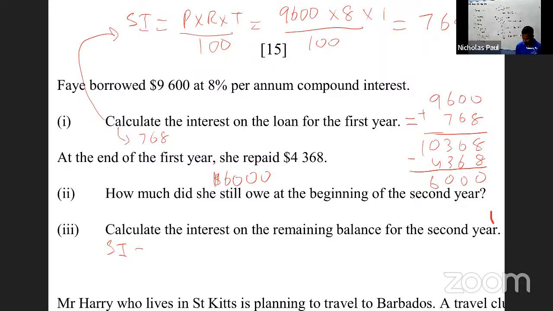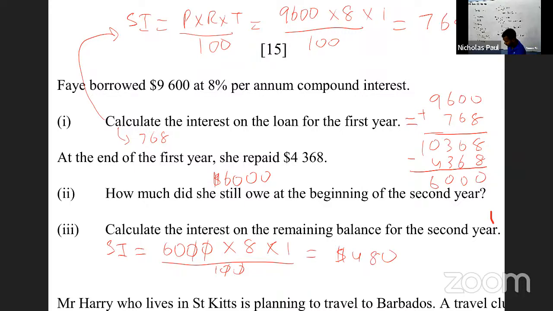So simple interest on the 6,000. It's 6,000 by 8% for 1 year, all over 100. That'll cancel and we get 480. Right, so put in the numbers and write a little statement for each step and try to work it in.